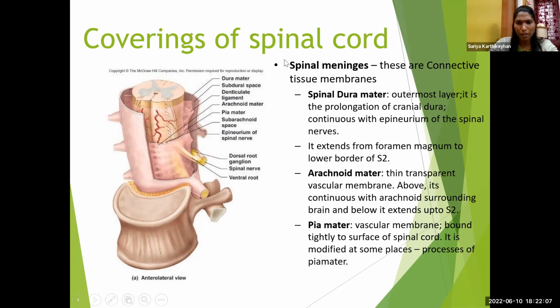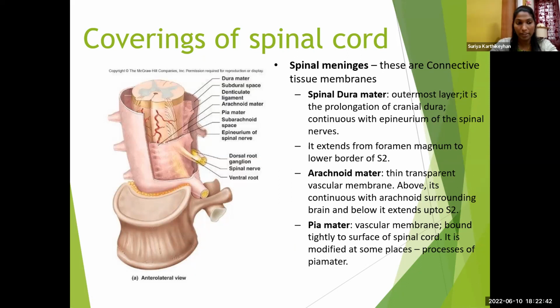Okay. So the spinal dura, the outermost layer, is just a prolongation of the cranial dura, and it extends from the foramen magnum till the lower border of S2. The arachnoid mater is a thin, transparent, vascular membrane. Above, it is continuous with the arachnoid of the brain, whereas below it extends up to the S2 level. And what about the pia mater? Pia mater is also a vascular membrane. It is bound tightly with the spinal cord. It is modified at some places to form modifications.